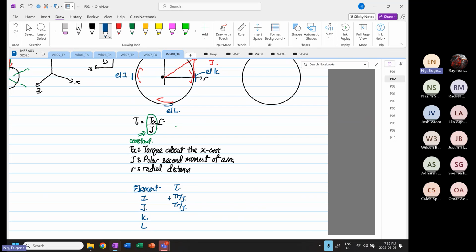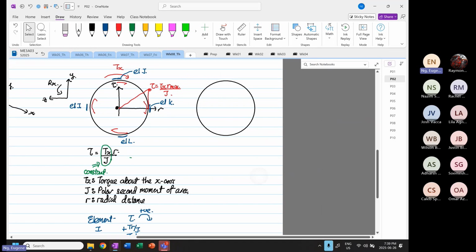I will call them positive, TR over J, because I will declare going clockwise as positive. Now, on the other side, we have our shear, which is equal to Vy over Izz, Qz over T.